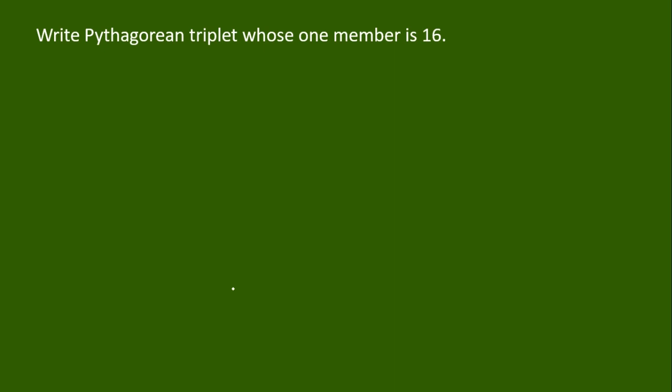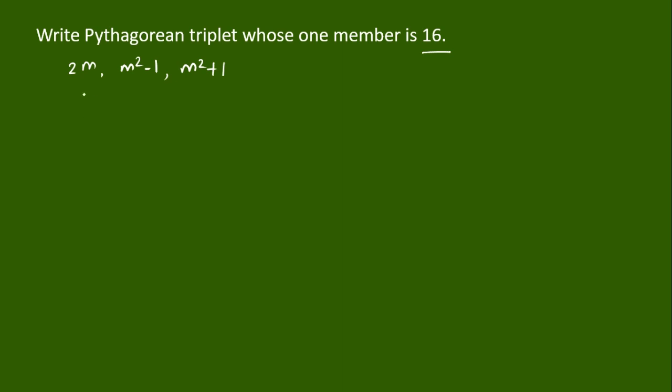Now this numerical states: write a Pythagorean triplet whose one member is 16. So here we have to find a Pythagorean triplet where one member is given as 16. So we have to find out the other two members. Here we know the general form, that is 2m, m square minus 1 and m square plus 1.